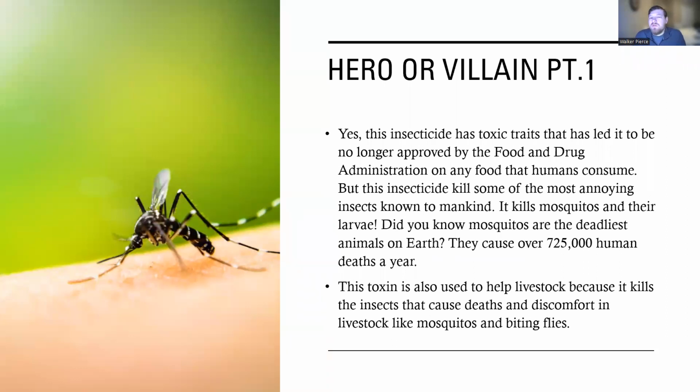All right, so now we're going on to whether or not I'm going to nominate this thing for hero or villain of the year. So let's go ahead and see what Fenthion is going to be. So it is an insecticide. It has toxic strikes that have led to it no longer being approved by the Food and Drug Administration. But it also kills mosquitoes, and we hate mosquitoes. Did you know mosquitoes cause more deaths every single year than anything else? Over 725,000 human deaths a year on average is what mosquitoes kill. And that's an insane amount of people that mosquitoes kill. And this molecule here kills mosquitoes.